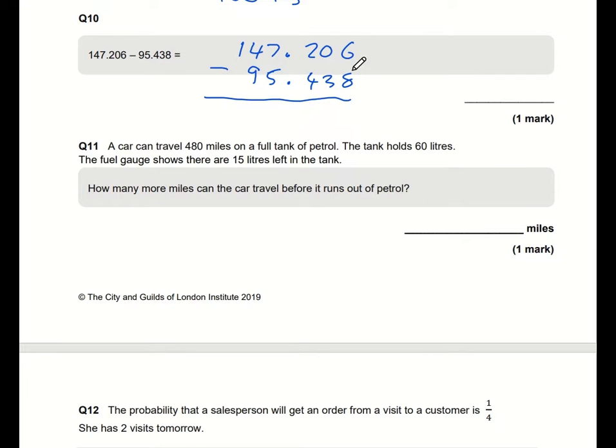6 minus 8 can't be done, so we need to borrow, but this column is empty, so this 2 becomes a 1. This 0 becomes 10, which will reduce to a 9, so that the 6 becomes a 16. 16 minus 8 is 8. Sorry, probably should have put the decimal point in the answer box before now as well. 9 minus 3 is 6. 1 minus 4 can't be done, so 7 becomes 6, 1 becomes 11. 11 minus 4 is 7. 6 take away 5 is 1. 4 minus 9 can't be done, so 1 will become a 0. 4 becomes 14. 14 minus 9 is 5. So the answer is 51.768.